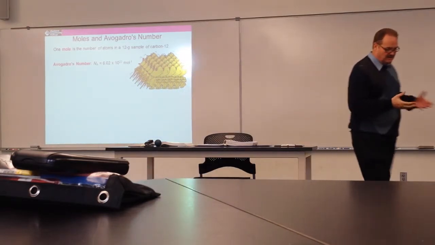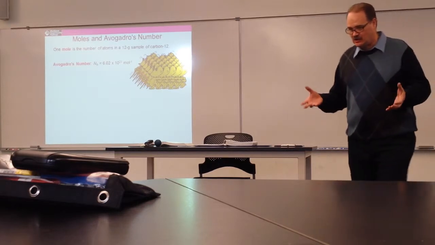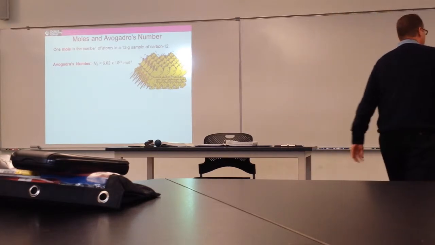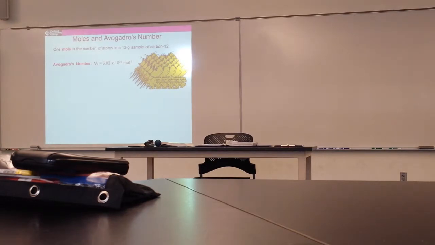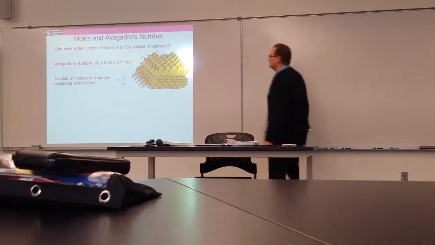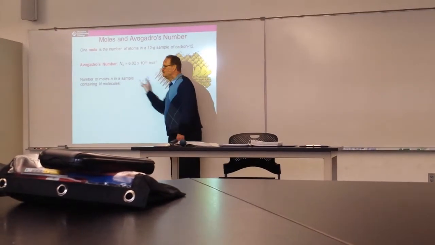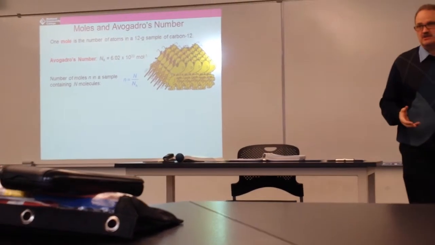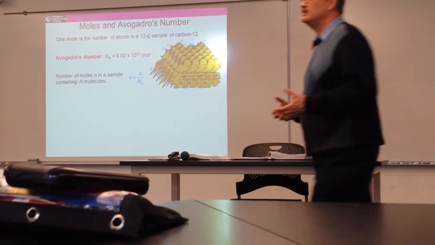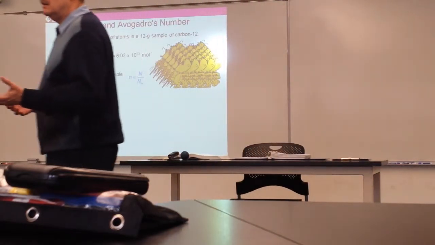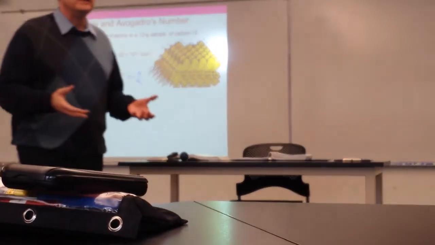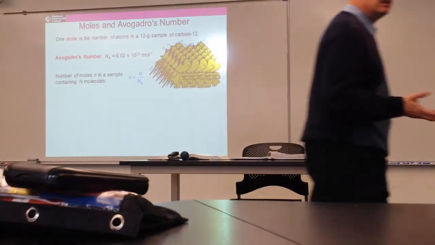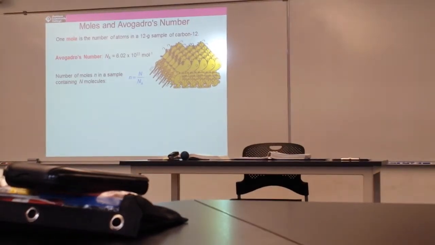So if I've got a sample of something and I know how many things are in it, then to find the number of moles in that sample, I just take the number of things that are in it and divide by Avogadro's number. That tells me how many moles there are. But that's often not very useful because, I mean, what's the point of all this? We can't count the number of things. We're trying to find a way to avoid counting the number of things by using this concept of moles because it's tough to count 6.02 times 10 to the 23rd things.